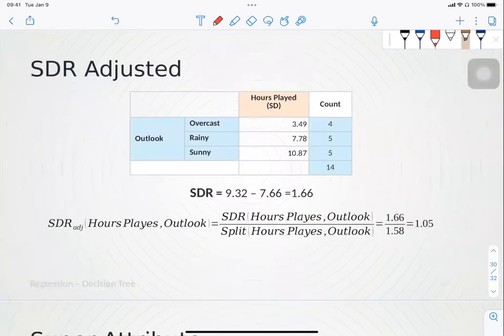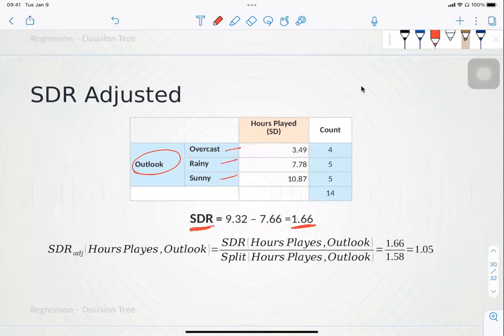Now we can look into the SDR adjusted. SDR adjusted means that we find the SDR of each and every column. For now, we are looking into outlook. Outlook is divided into overcast, rainy, and sunny. The standard deviation reduction comes to 1.66, and the SDR adjusted can be computed as the SDR divided by the split, which comes to 1.05.